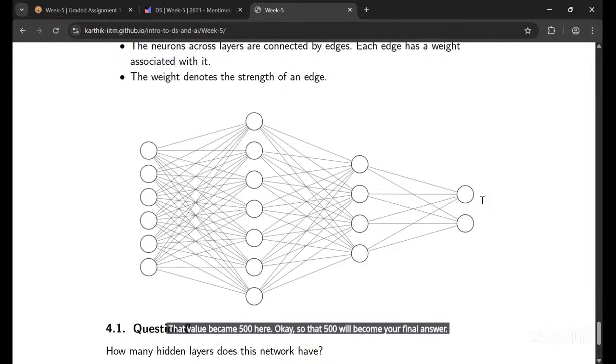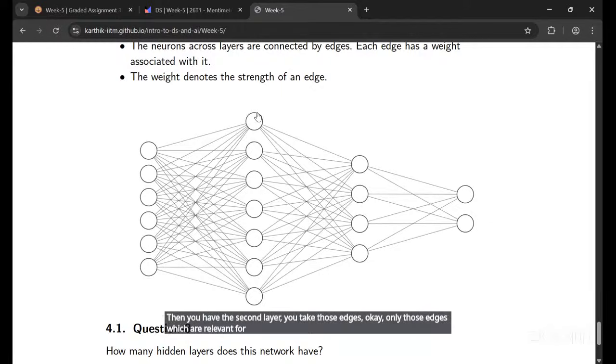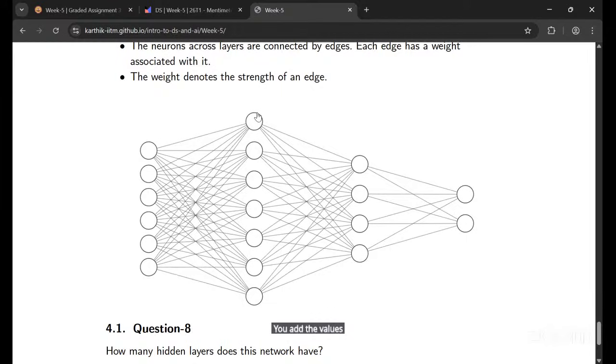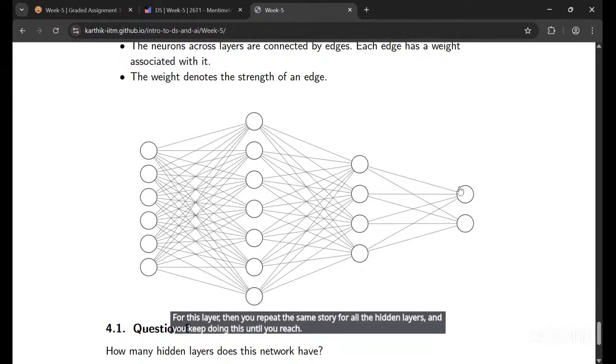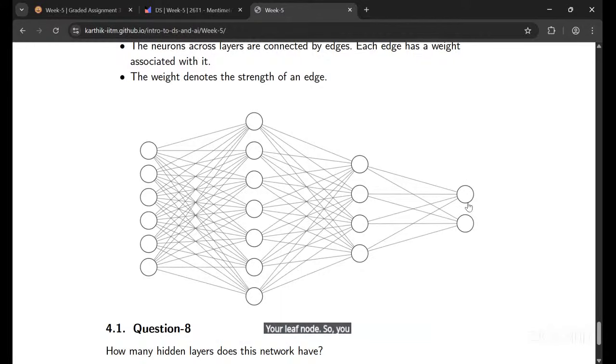So that 500 will become your final answer. This is how a neural network largely works, and this is how one forward pass is done. You start at the input layer, you have the edges, you multiply everything, then in the second layer you take only those edges which are relevant for that particular neuron and add the values up. Those added values become the new inputs for this layer. Then you repeat the same story for all the hidden layers and keep doing this until you reach your leaf node.